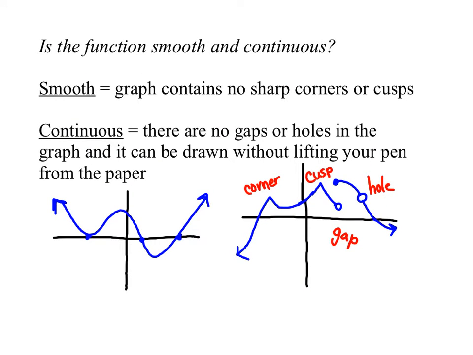Another important note about a function is: is it smooth and continuous? This gives you an example of a smooth and continuous function here on the left. Continuous means that you can trace that function and you never lift your pen from the paper. And smooth means you don't have a corner or a cusp or a hole, so that in this function over here on the right, it is not smooth, nor is it continuous.